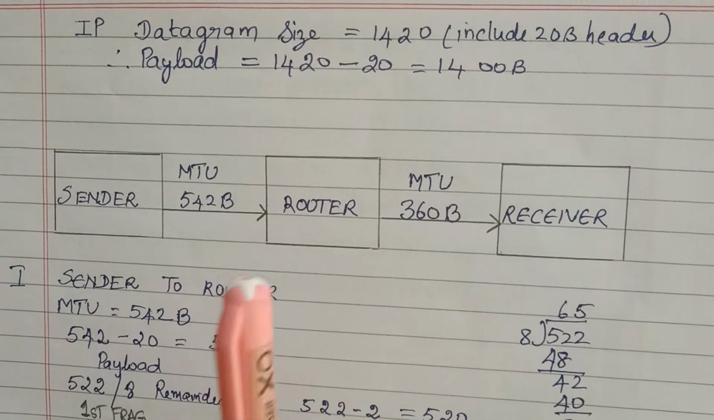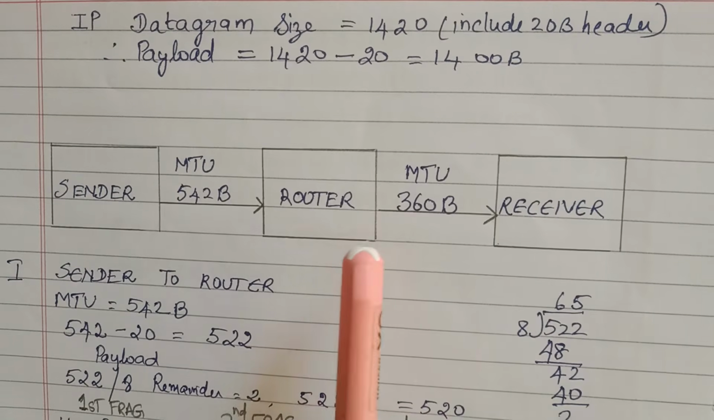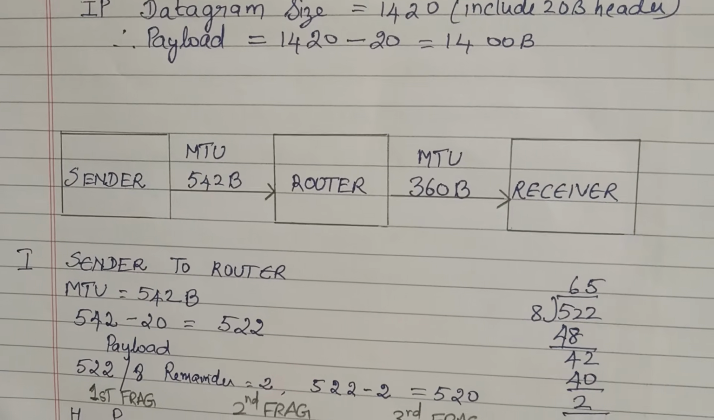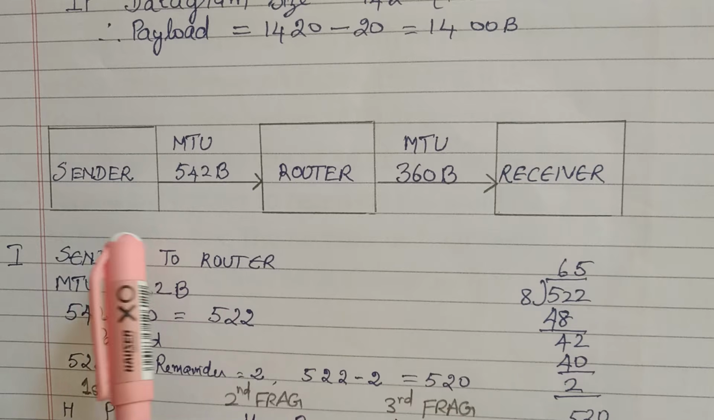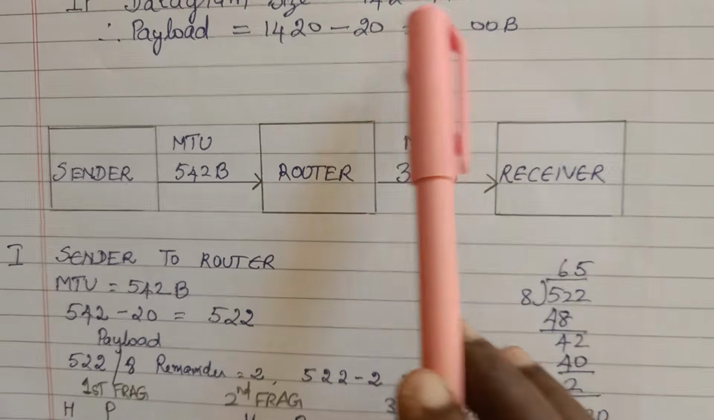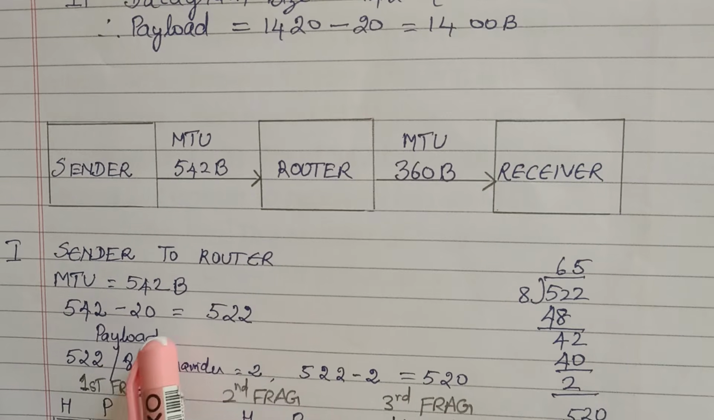I've drawn the figure: from the sender it goes to the router, then from the router to the receiver. From the sender to the router the MTU is 542 bytes, and from the router to the receiver it is 360 bytes. First we'll take the first part, from the sender to the router. The datagram of 1420 now has to be split using this MTU of 542 bytes.